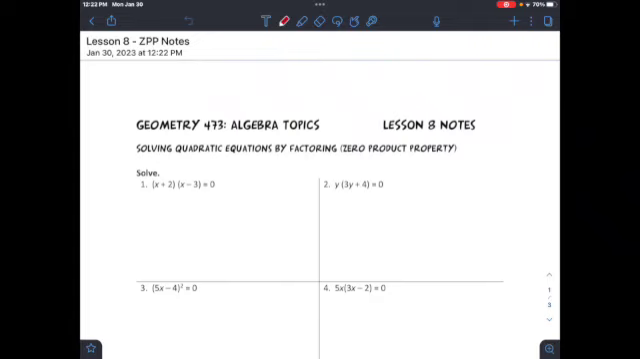Everyone, today we are talking about solving quadratic equations by factoring, and that's called the zero product property. That is going to be a little bit different than what we have learned before. Notice when we are solving a quadratic equation, you have to have an equal sign. If you don't have an equal sign, you don't have to solve it. That's just either factoring or pulling out the GCF.